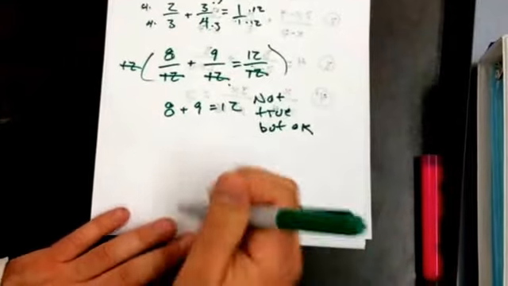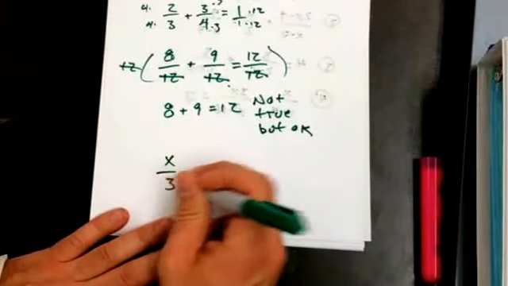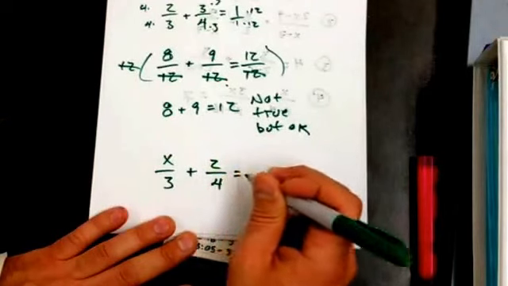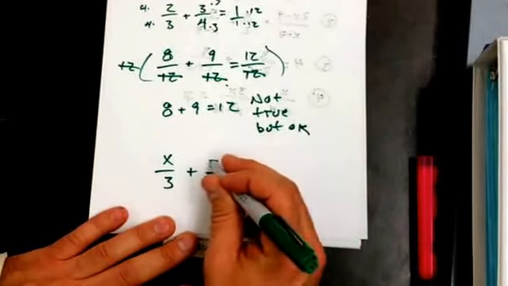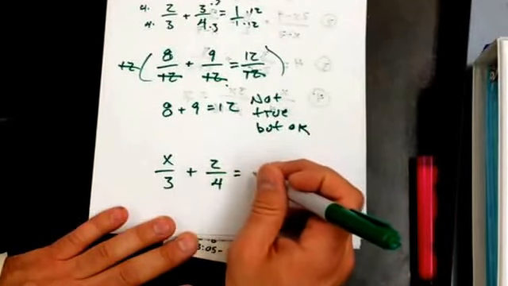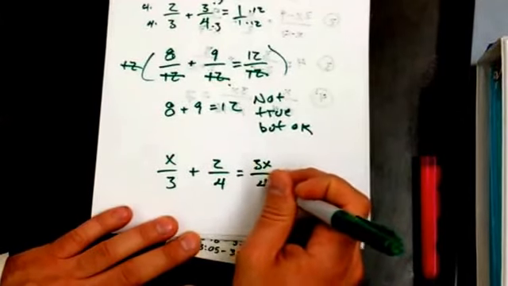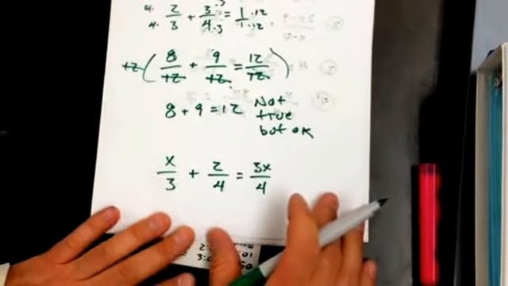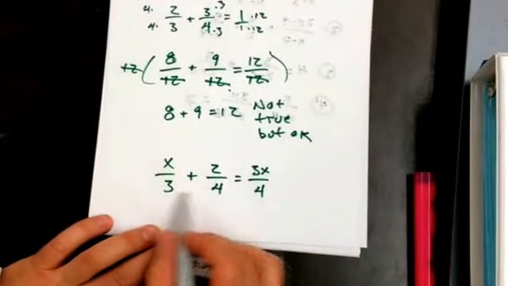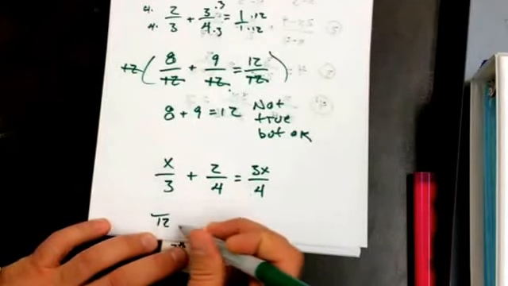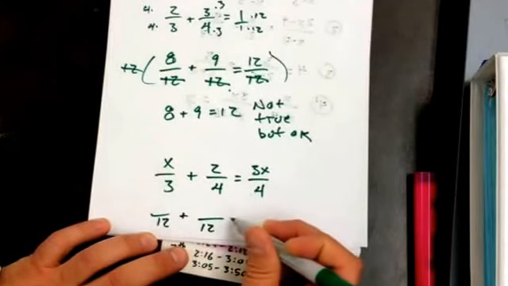So let's do it with some variables in there. If I have something over something like this, I have 3 different denominators. I want to find the lowest common denominator between them. The lowest common denominator is going to be 12. So I'm going to set it up the exact same way I did the other one.